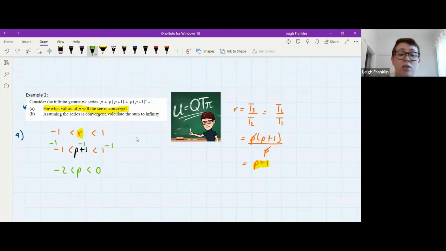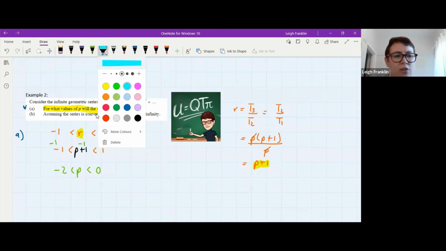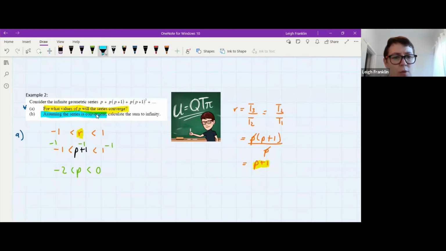Okay, and then the next part is easy. All right, the next part wants us to calculate the sum to infinity, assuming that it is going to be a converging series. Well, we wouldn't be able to calculate the sum to infinity if it wasn't. So now we've got to calculate the sum to infinity. How are we going to do this?